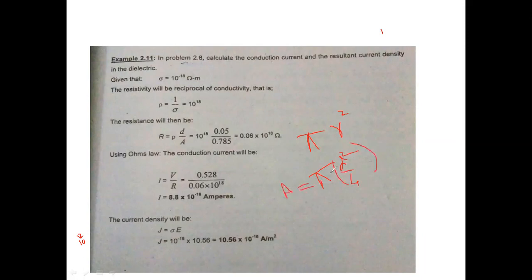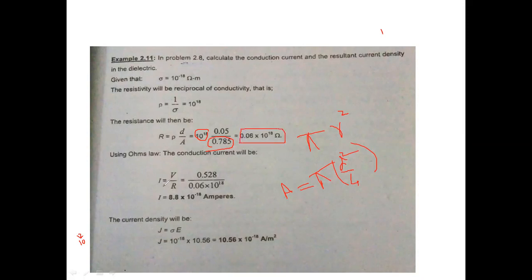So putting the d value and pi value 3.14, the area will be 0.785, and L is actually the thickness, 0.05. The resistivity is 10 to the power 18. So after putting these values we will get R, which is 0.06 times 10 to the power 18 ohm.